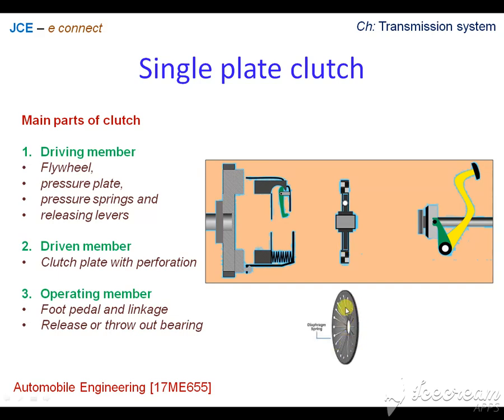Then we have a disc here which is part of driven member. It has perforations along as shown here, and this helps in the longitudinal movement of the disc on the clutch shaft. And then we have the operating member which has foot pedal along with the rest of the components.